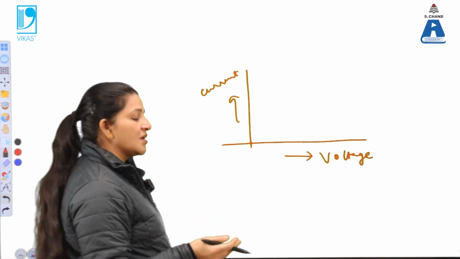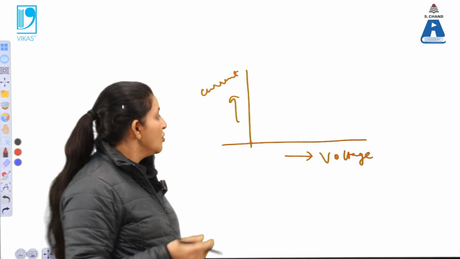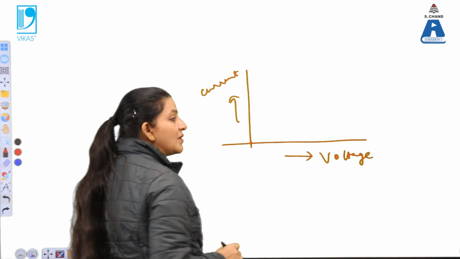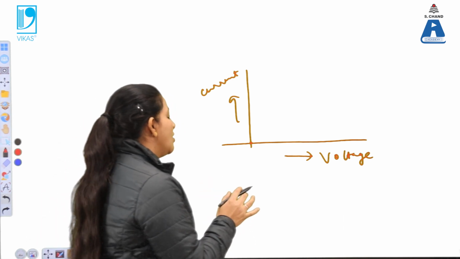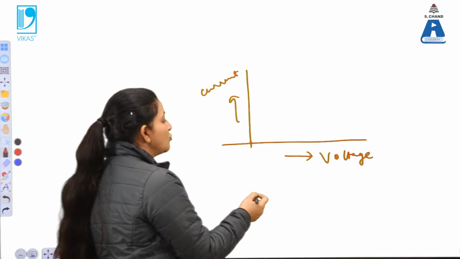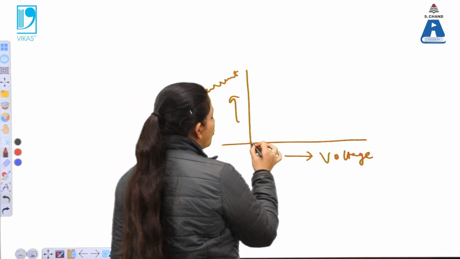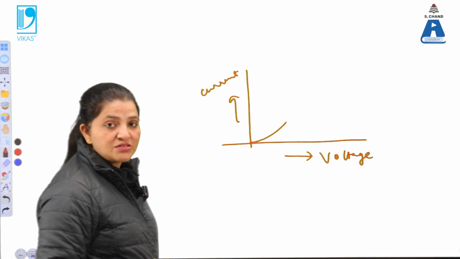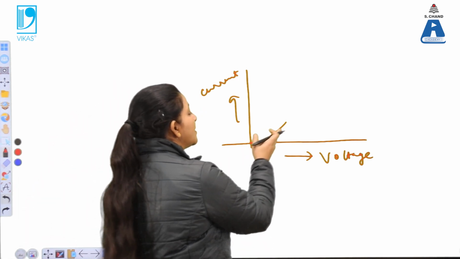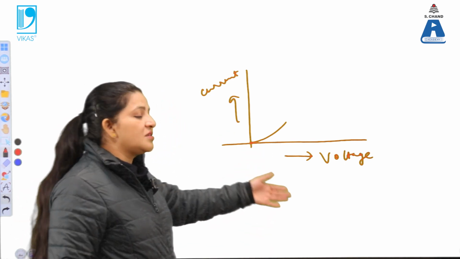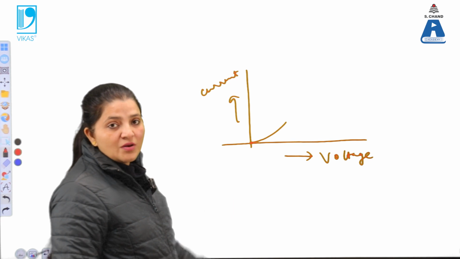So you can say that there is no completion of the circuit, so the current will be 0. That means at 0 voltage, the current will be 0 in the PN junction. Now slowly we will start increasing the voltage, and what will happen to the current? As the voltage goes on increasing, the current goes on increasing. So there is almost a linear variation between the voltage and the current. We are increasing the voltage, and automatically the current increases.